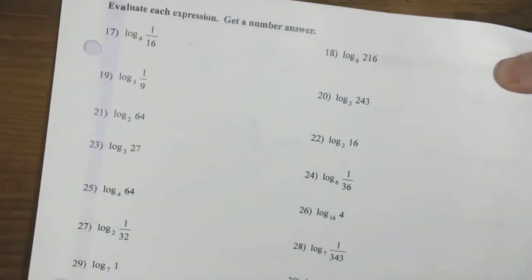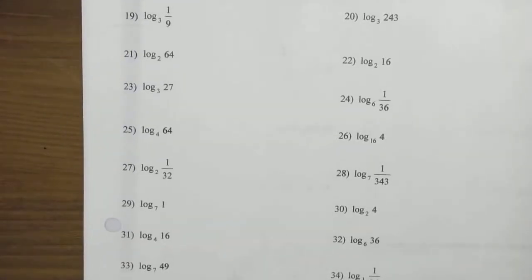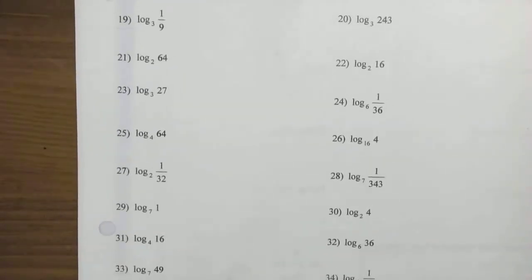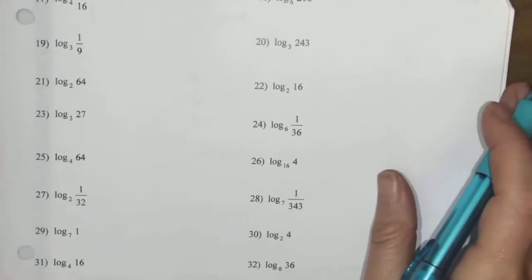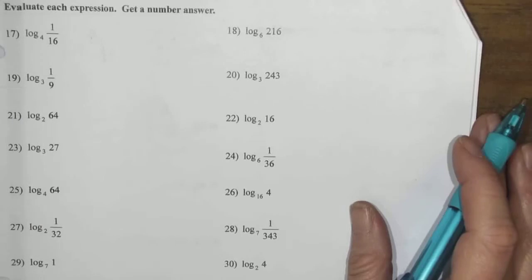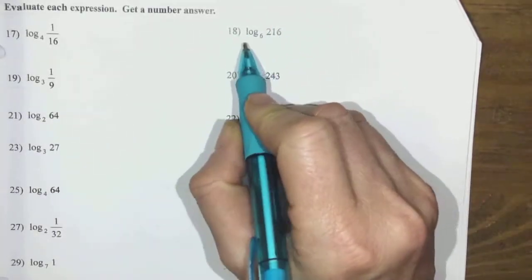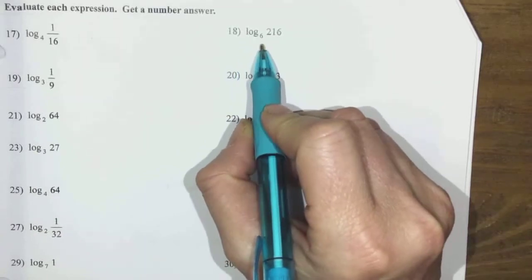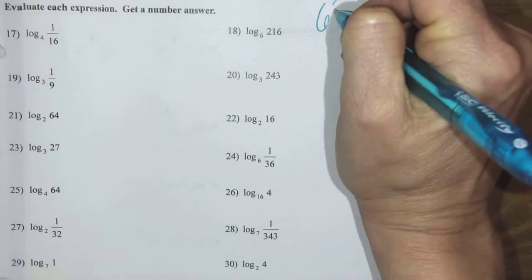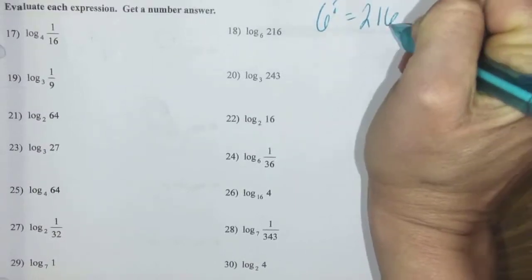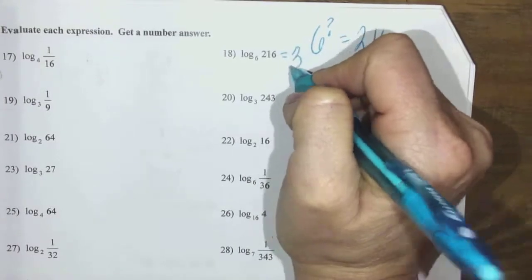Next sections are ones you can do with your green frequently used powers sheet that you have. These are ones I expect you to be able to do without a calculator. And to be quite honest, I like to think of the problem in exponential form when I do it. For example, when I look at this problem, I don't think log base 6 of 216. I think 6 to what power gives me 216, and that power would be 3.